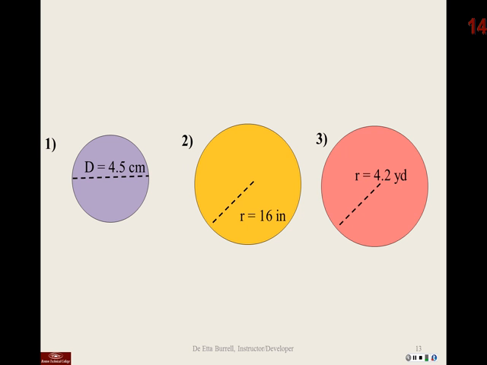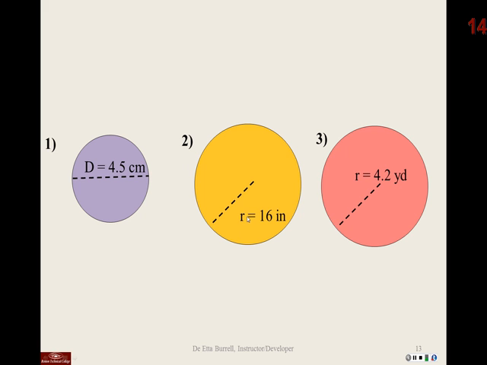All right, I have 3 problems. I want you and your table mates to solve these problems. Now, I want you to use a pi of 3.14. On problem number 1, what's given to you? Diameter. So you'll just take pi times the diameter.